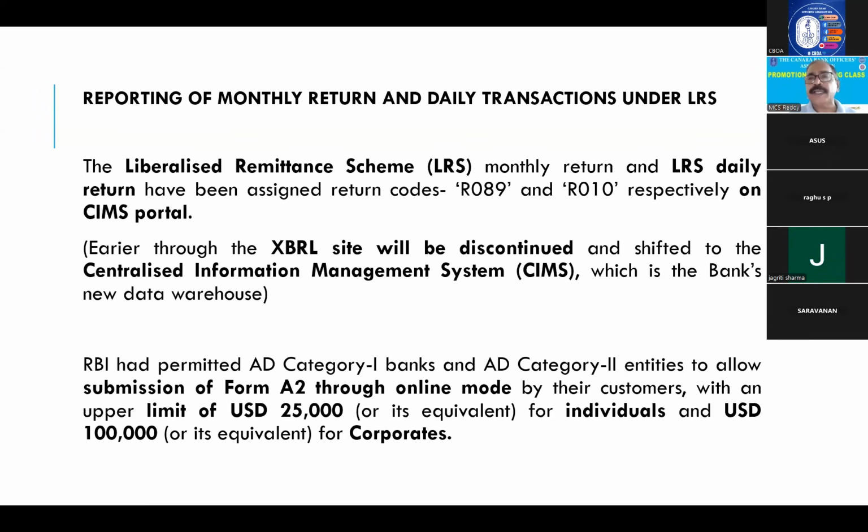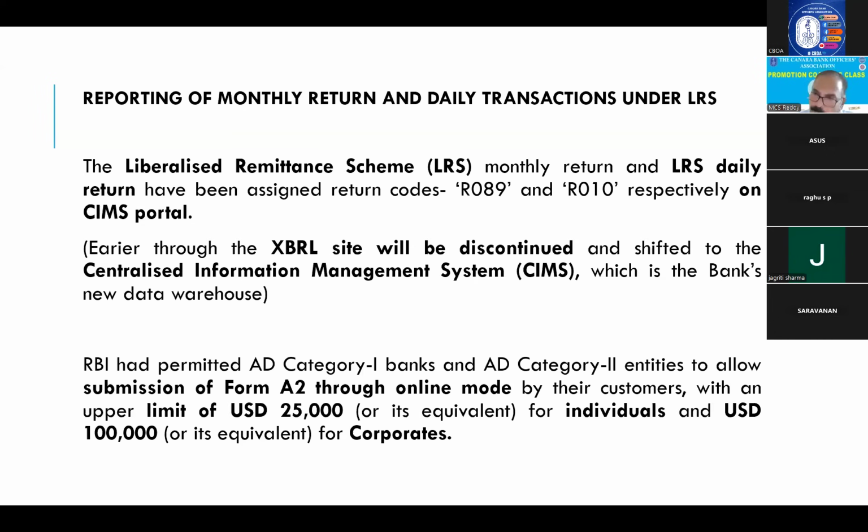Reporting of monthly return and daily transactions under LRS, Liberalised Remittance Scheme, that is $250,000 per annum from individuals' accounts. We can remit abroad. This is LRS for various purposes: education, medical, maintenance, whatever it is. Here, the LRS returns have been assigned R089 and R010. That is the name of these returns, LRS return. One is a daily return and another one is a monthly return. So monthly return is R089, daily return is R010.